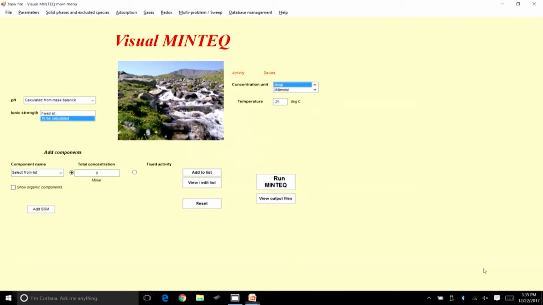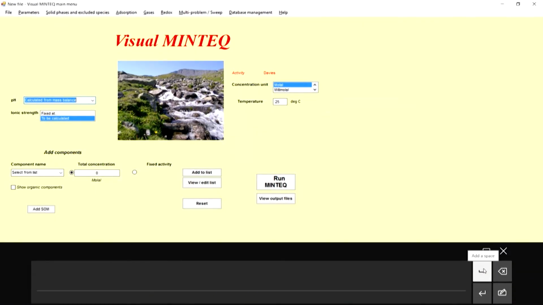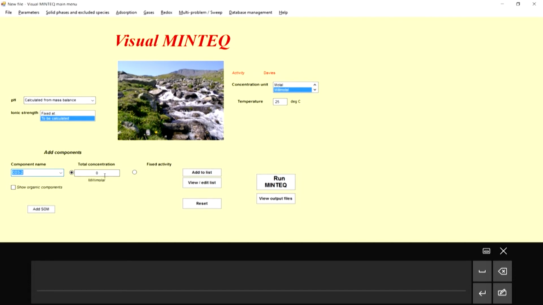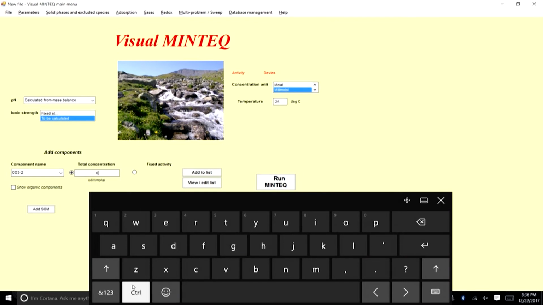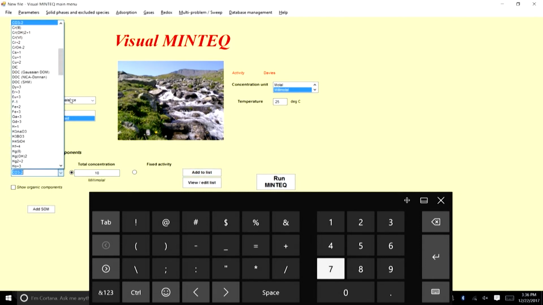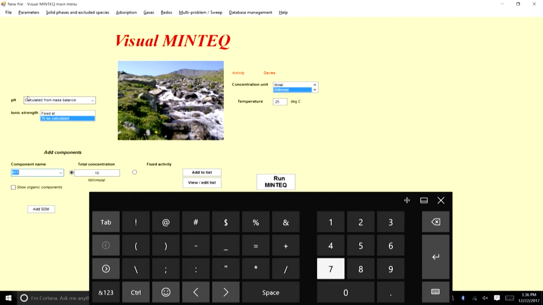So now let us plug this into VMINTEQ, and here we have pH to be calculated from mass balance, ionic strength to be calculated. So I will use the units as millimolar, and initially we have C here, so we are going to add CO3 2 minus, and we believe we had that to be 10 millimolar concentration, right. So I will have that at 10 and add that to the list, and next up should be H, and that we said was going to be equal to 5 millimolar.